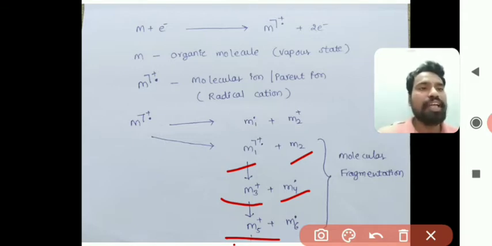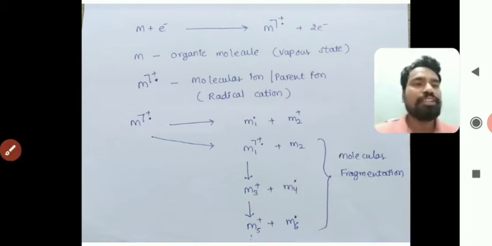So one big cation will undergo fragmentation and give a small cation along with a radical, and then that cation will undergo further fragmentation till we get a small cation. So this is the process which takes place in mass spectrometry. So fission of a radical cation or conversion into ions is called molecular fragmentation.